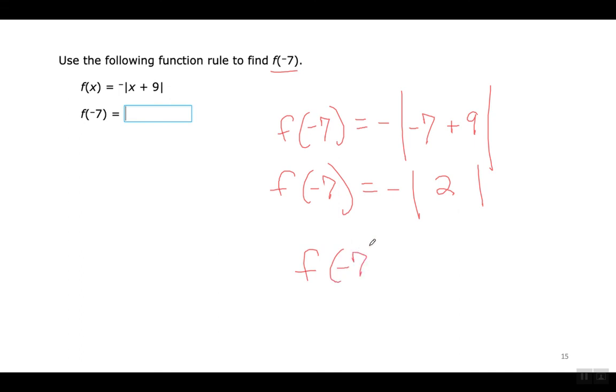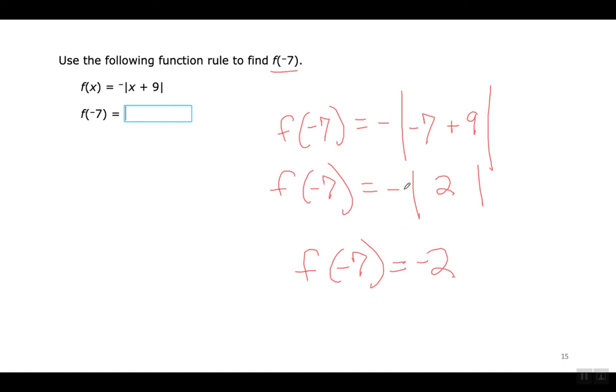Alright, I'll say it again. The absolute value of positive 2 is 2. That gets rid of the absolute value signs, but you have this negative sign in front of it. So you leave it there because we didn't do anything with it. Alright, so the answer is f of negative 7 is negative 2.